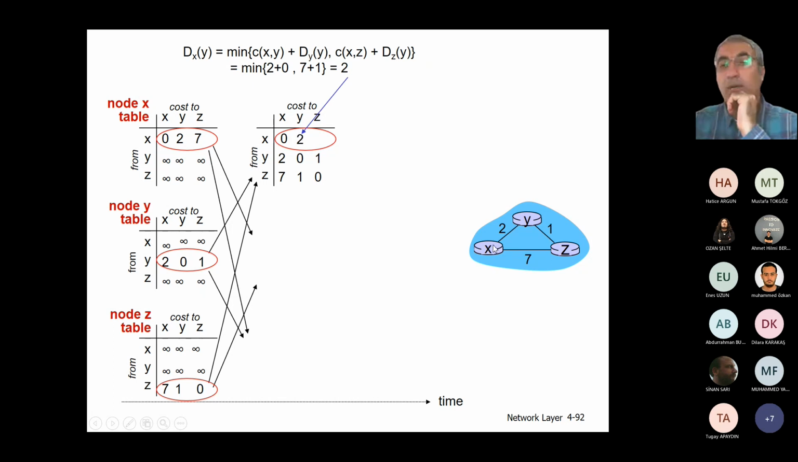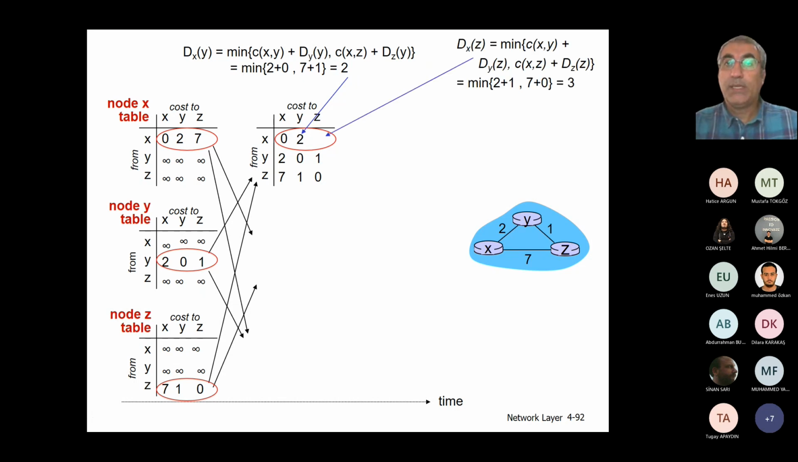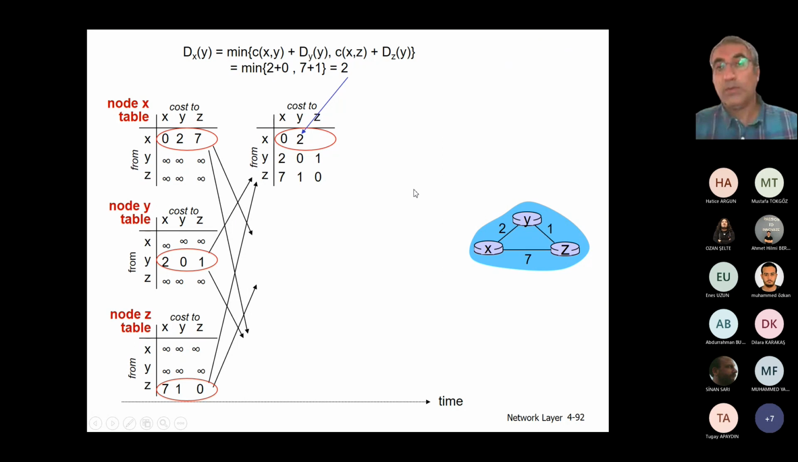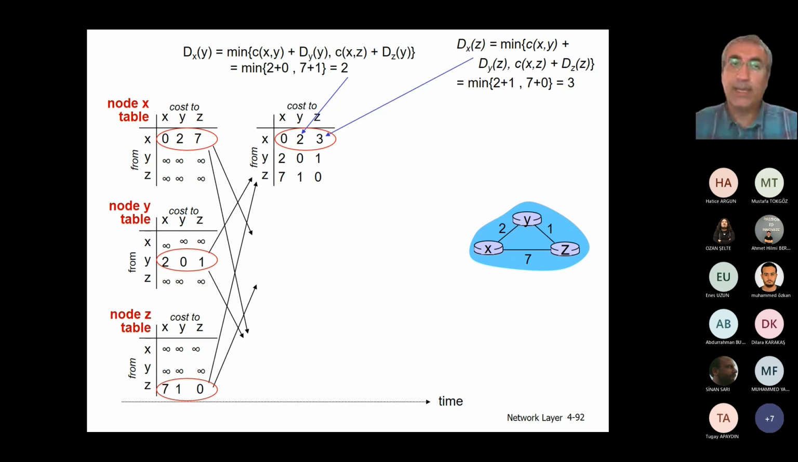From X to Z, how do we reach Z? There are two ways. The first one is the direct. The other way is through Y to reach Z, right? Let's calculate dx of z based on this matrix again. So it's 2 plus 1 through Y and 7 plus 0. Now we have 3, 7. Which one is minimum? Of course, the 3. The direct one is more costly. That's why the least cost path is through Y. So it's going to be 3. So we update the value of the X line in the X table.